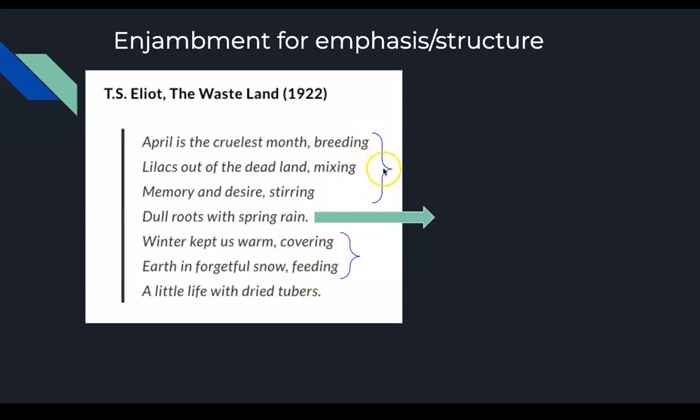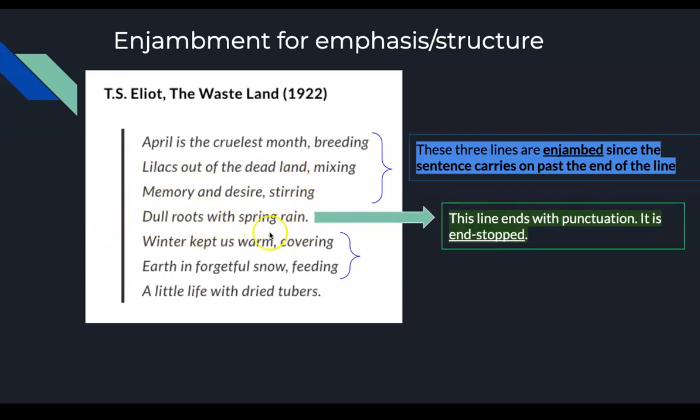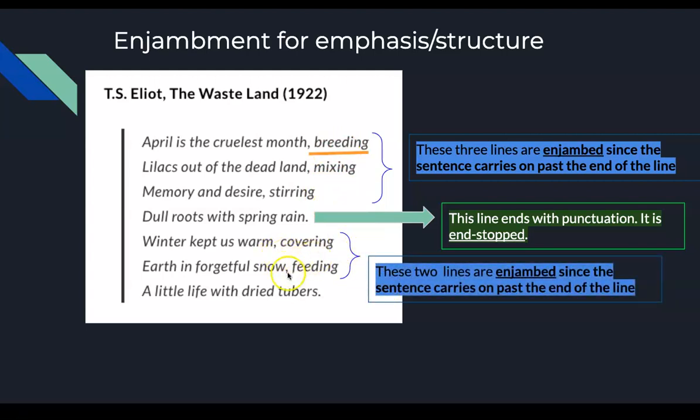Take a look at these first 3 lines. I want you to notice that these 3 lines are enjambed, since the sentence moves past the end of the line into the next one, carries on into the next line. Then we've got this line right here in the middle. It's got an end stop because it finishes with a period, right? That sentence ends. Notice that Eliot repeats this structure. He follows up his enjambed lines, an end stop, with more enjambed lines. Covering, feeding, carries on into the next one here.